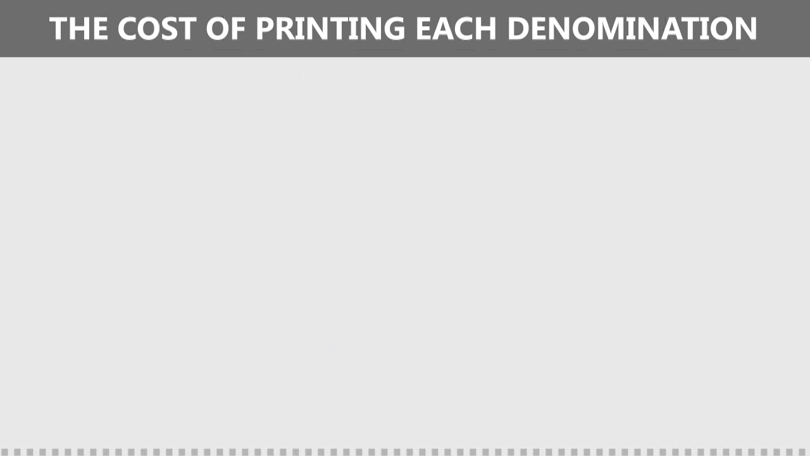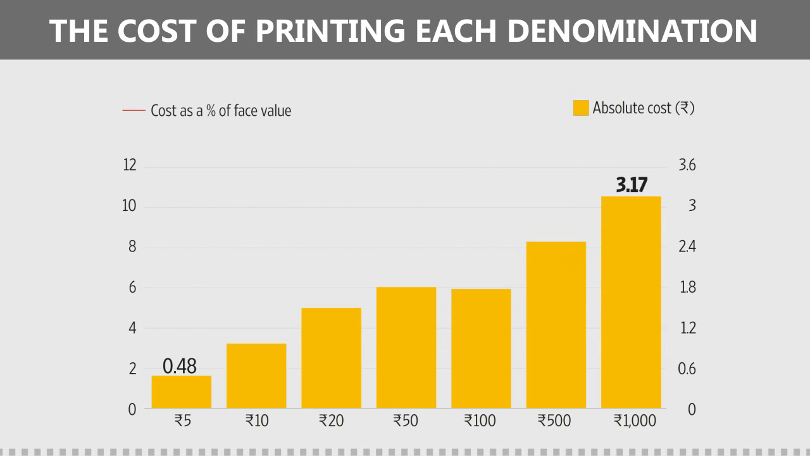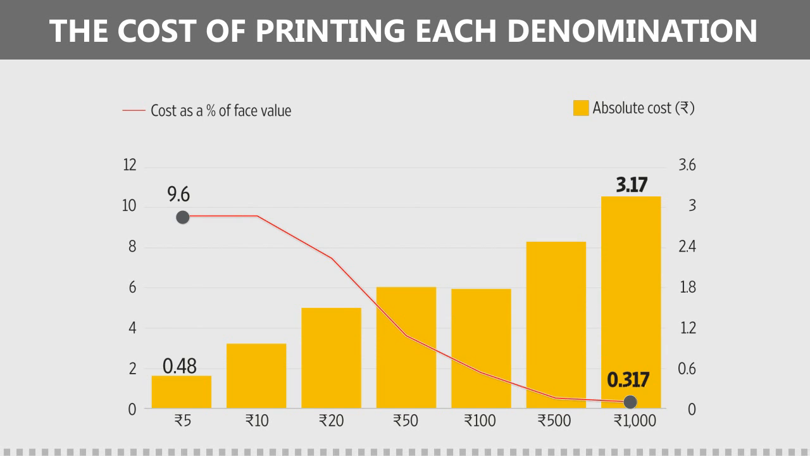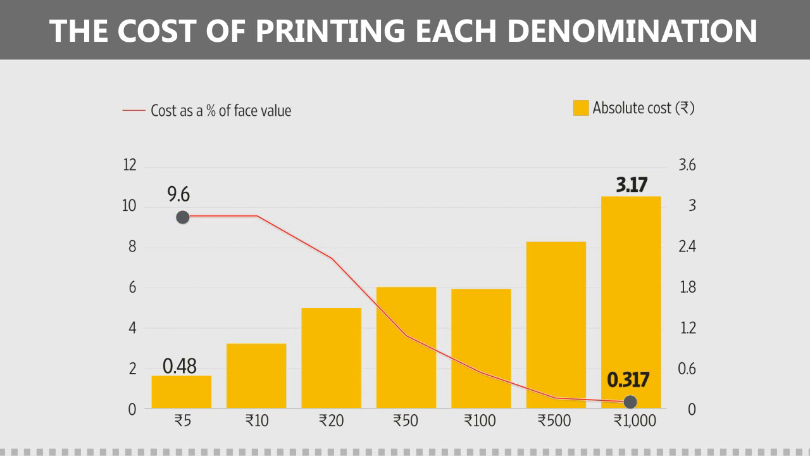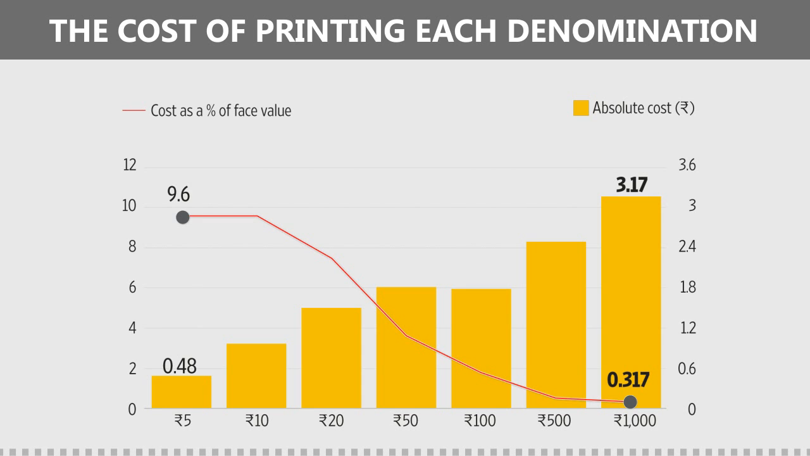The cost of printing each denomination. The absolute cost for printing the higher denomination is more, but as a percentage of the face value of the note, the lower denominations become more costly. In reply to a right to information request, the RBI in 2012 released data on what it cost to print notes of each denomination. In absolute terms, the trend is one of increasing costs as the denominations become larger.